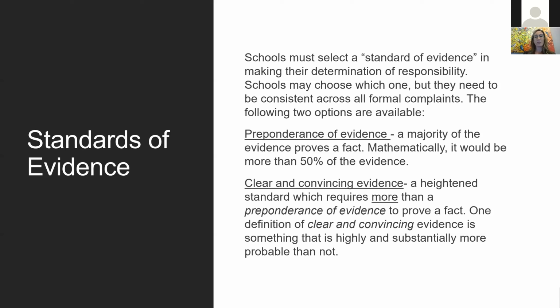So a preponderance of evidence is when your inculpatory and exculpatory evidence that has been submitted mathematically proves the responsibility, kind of like over 50%. I don't know how you determine 50%. But then clear and convincing evidence is a heightened standard of demonstrating responsibility. So it's essentially a higher standard.